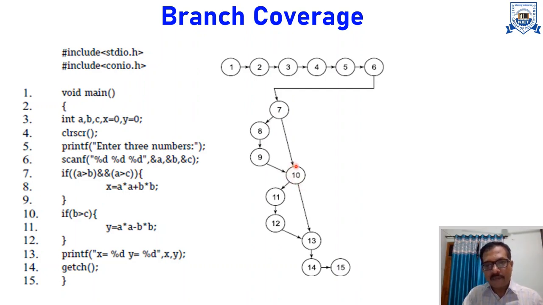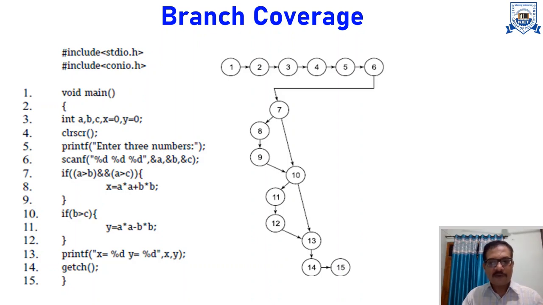Again at line number 10 I am executing another condition, so I am moving again along the true path here. But what about the false side? I am not able to traverse through this branch. So that's the reason why, with the values a equals 9, b equals 8 and c equals 7, though I am able to achieve statement coverage, I am not able to achieve path coverage.